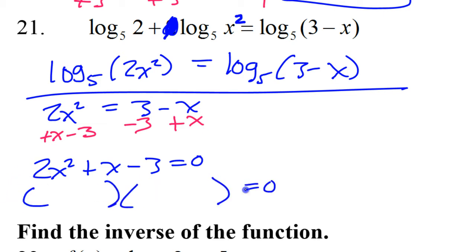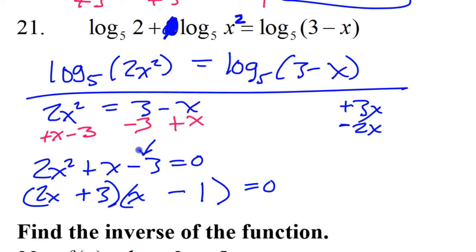Hopefully this is factorable. We shall try. 2x squared can only factor as 2x and x. 3 can only factor as 3 and 1. Okay. Inner plus outer equals middle. Right now, inner, I have 3x. Outer, I have 2x. I'm trying to get positive 1. I can get positive 1 if I have a positive 3 and a negative 2. So here's my positive 3, and this will give me the negative 2. Also, I'm going to get negative 3 out of it, so that's cool. So this is the correct factorization.